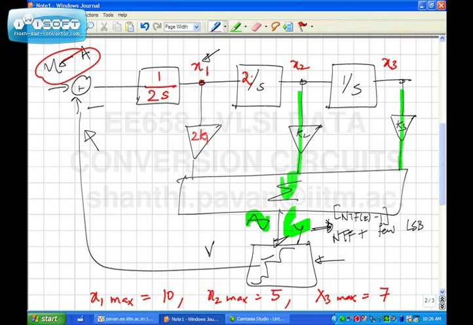Okay? Does it make sense? So now this represents, so can you now comment after I did this, what will be x1 max now?